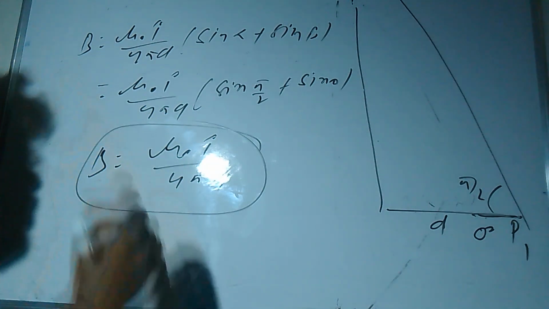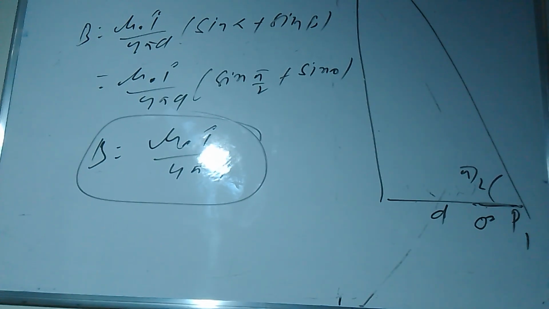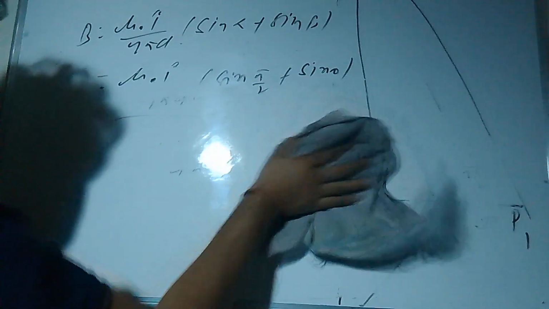This relation is very, very important. It will help you to solve so many questions. If you understand how to play with the relations, you can do all the questions directly. Because of a semi-infinite wire, the magnetic field is mu naught I by 4 pi d. Because of a full infinite wire, the magnetic field is mu naught I by 2 pi d. And because of any strip, it is mu naught I by 4 pi d, sin alpha plus sin beta. This application is very, very important.